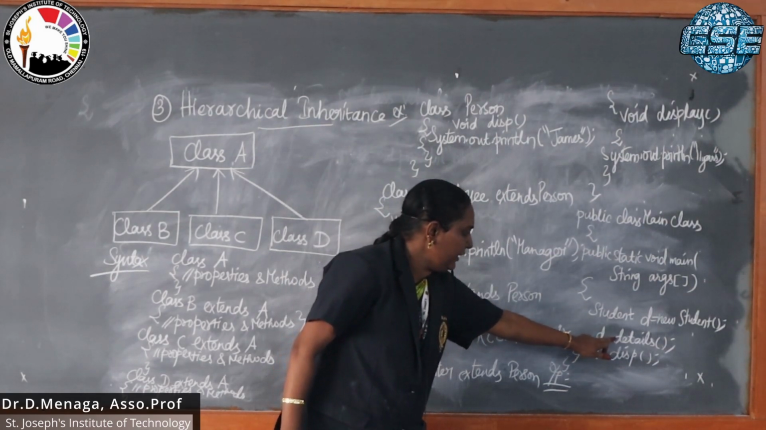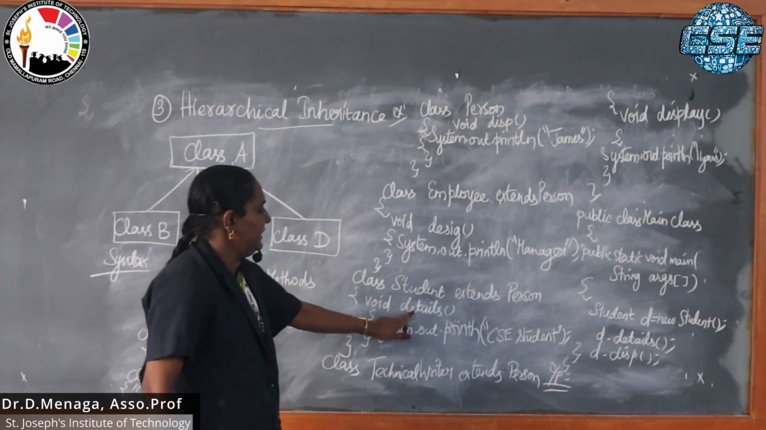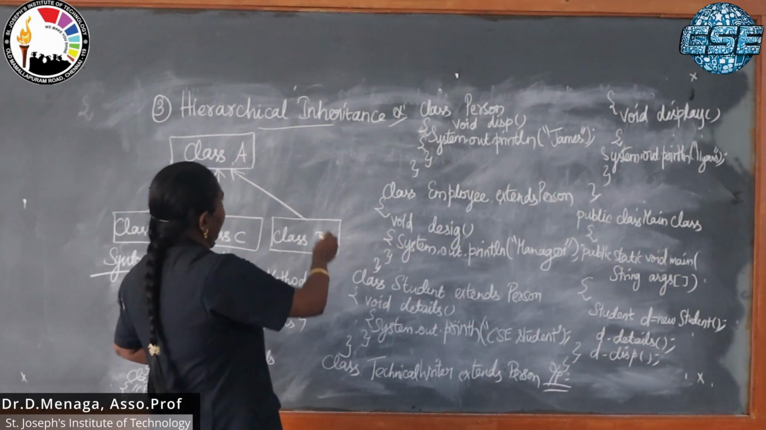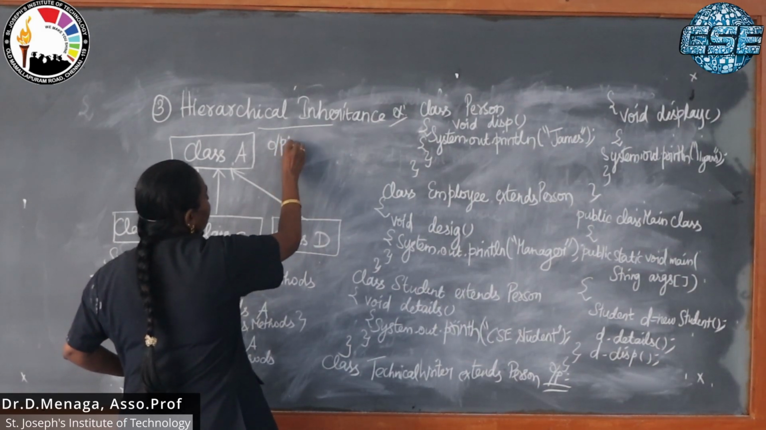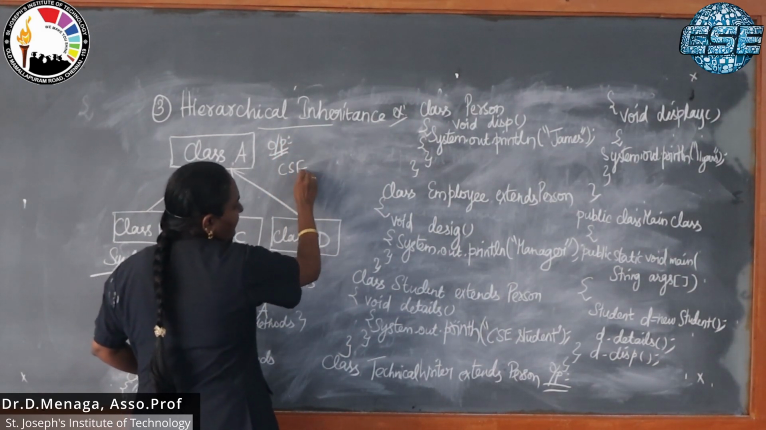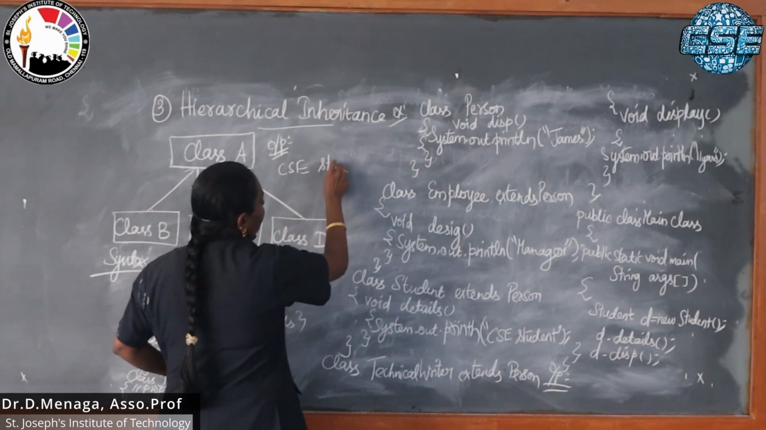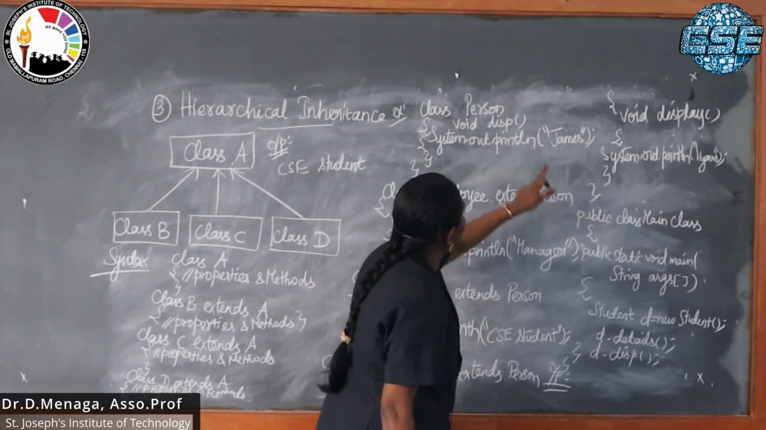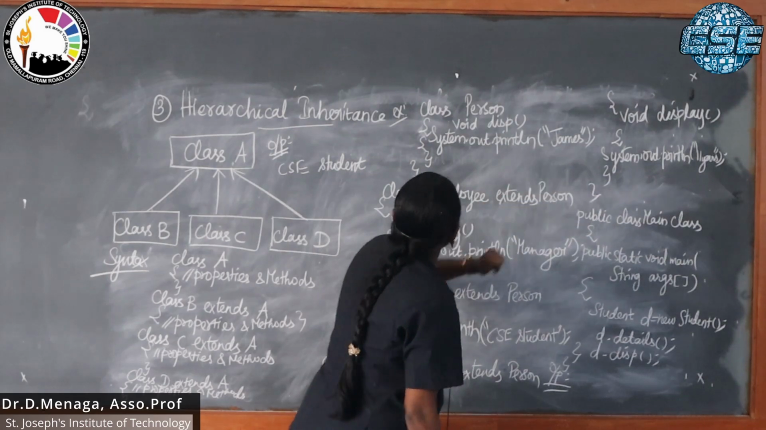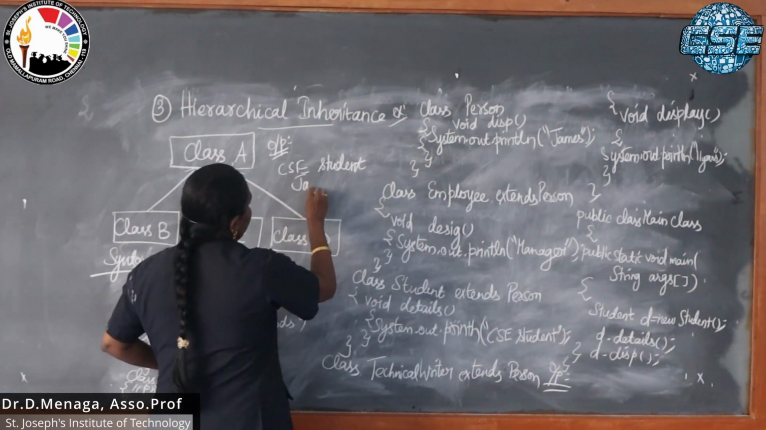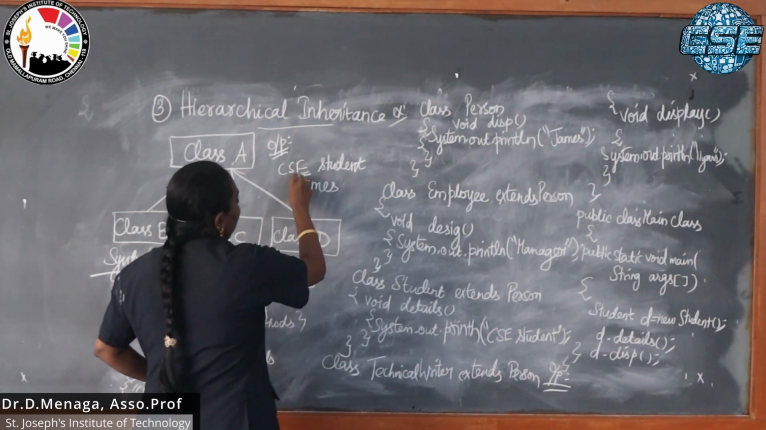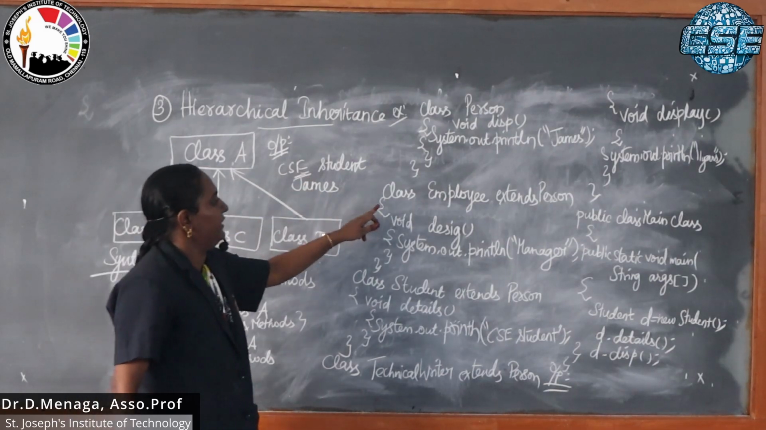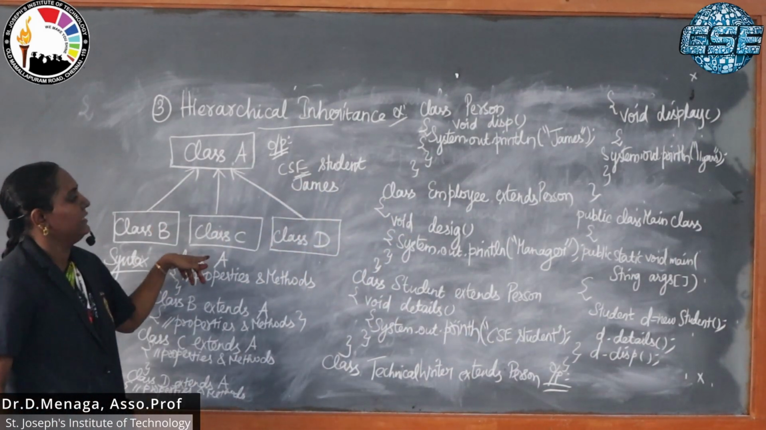when this method d.details of is invoked, it will be displaying the message output as CSE student, and when this particular method is displayed, it will be invoking and displaying the message as James. So this will be the output I will be retrieving when I use this hierarchical inheritance.